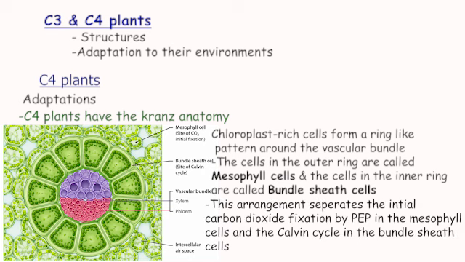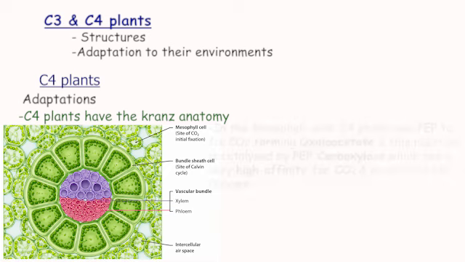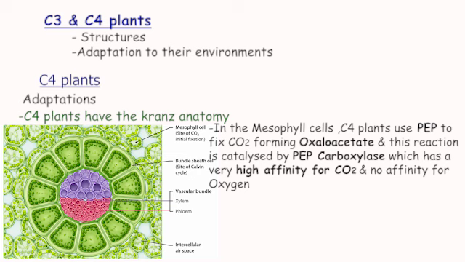So this arrangement separates the initial carbon fixation by PEP in the mesophyll cells from the Calvin cycle in the bundle sheath cells. Now in the mesophyll cells, C4 plants use PEP to fix carbon dioxide, forming oxaloacetate, and this reaction is catalyzed by PEP carboxylase, which has a very high affinity for carbon dioxide and no affinity for oxygen, so it does not combine with oxygen under any circumstance.